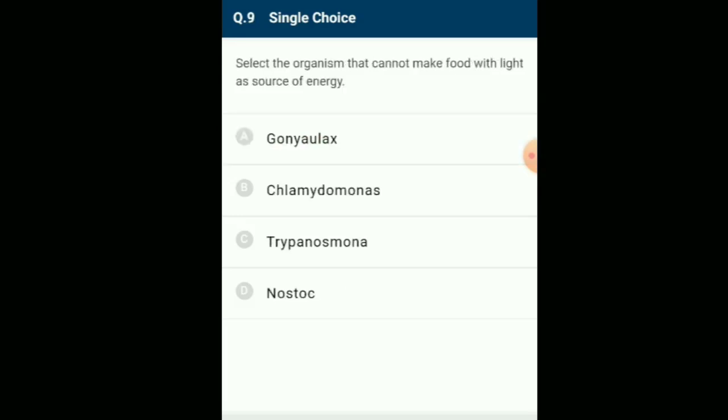Question number 9. Select the organism that cannot make food with light as a source of energy. Trypanosoma is a flagellated protozoan which is parasitic in nature. It causes diseases like sleeping sickness. Gonyaulax is a photosynthetic dinoflagellate. Chlamydomonas is a single-celled alga. Nostoc is a photosynthetic cyanobacterium. So the answer for this question is option C, Trypanosoma.